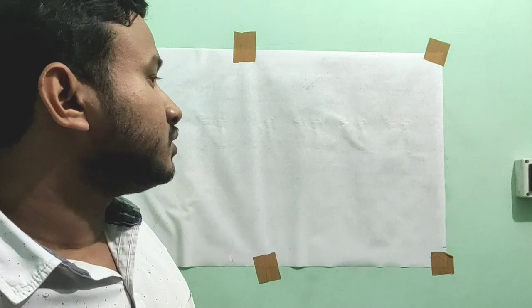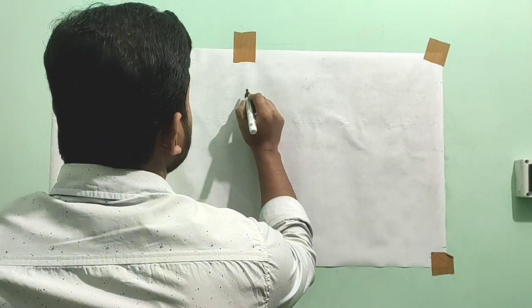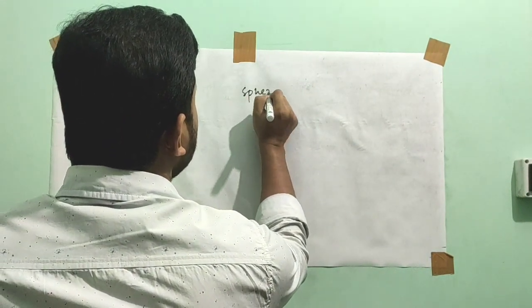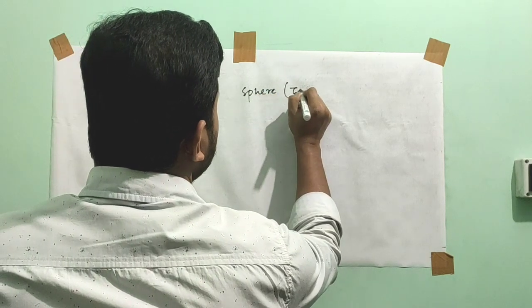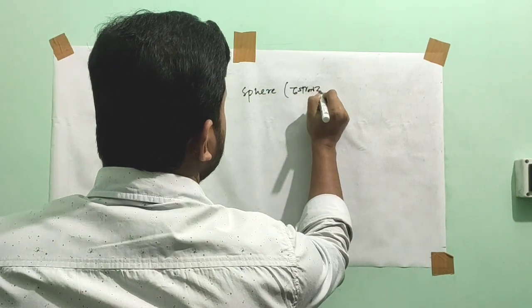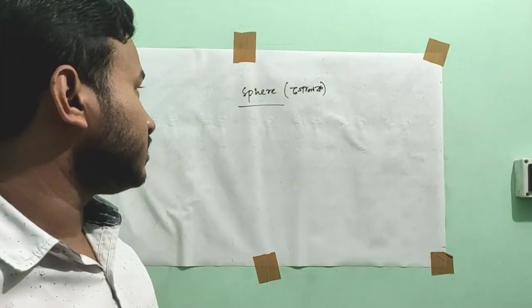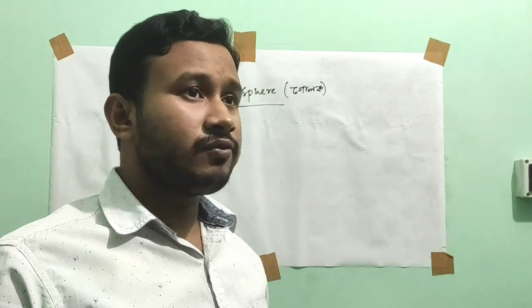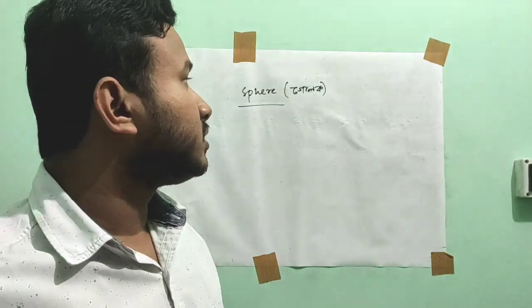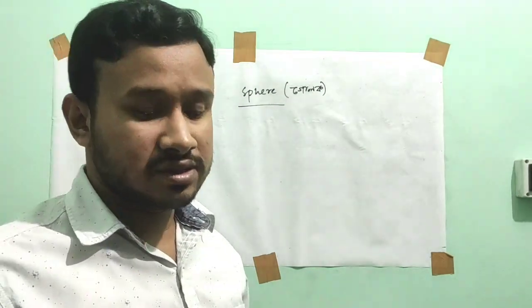Today we are going to understand a new chapter called sphere, which is mentioned in our class 10 syllabus. So, to understand this chapter, we need to clear some basic concepts. The shape of a sphere. We need to understand the shape of a sphere.